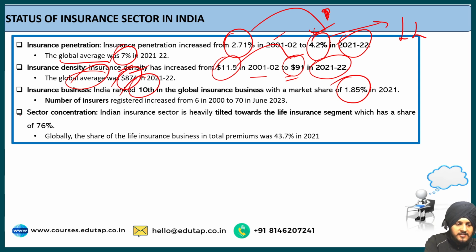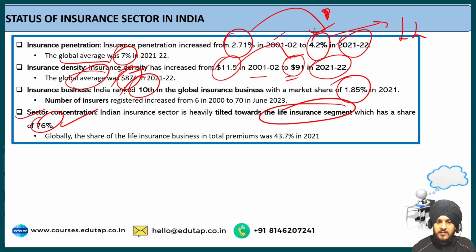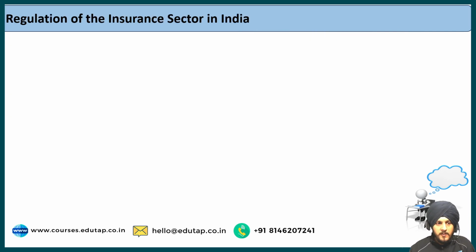The last is the sector concentration. If we see the data regarding where the most number of Indian individuals have done their insurance, the Indian insurance sector is heavily tilted towards the life insurance segment, which has a share of 76%, which is a big number. So this is regarding the status of the insurance sector in India, and you can note down this data as a part of your notes. And if the question comes in the exam, then you can use these data as a value addition. So I hope it is clear.